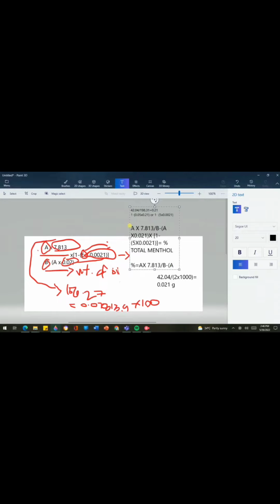This gave the following percentage of total menthol when the correction was applied. 50 times (1 minus 5 times 0.0021) is equal to 50 times (1 minus 0.0105) is equal to 50 times 0.9895 is equal to 49.475% menthol, free and as esters.